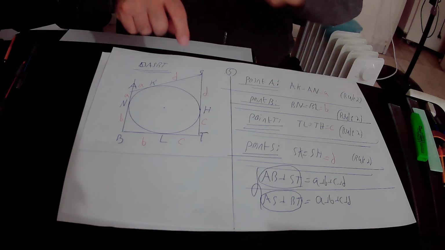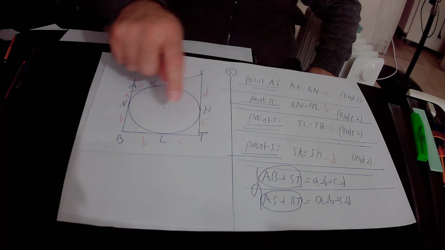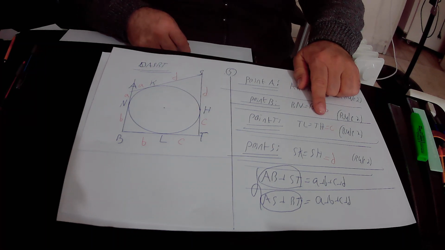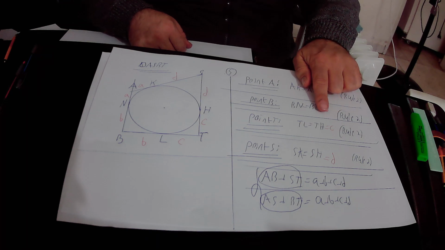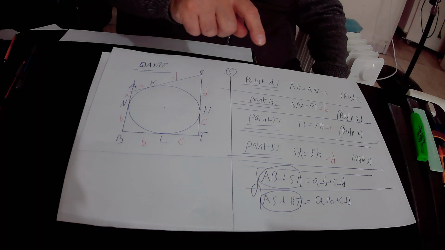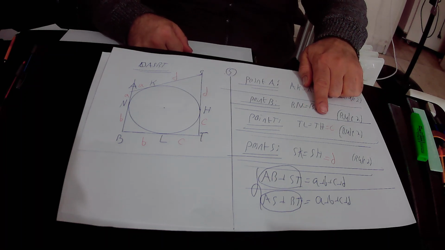Then we focus on the common external point T. From the common external point T, we have two tangents to this circle again, tangent TL and tangent TH. According to rule 2, they are equal to each other. That is to say, TL equals TH according to rule 2. So if we define the length of TH as C, then TL must also equal C because they are equal to each other. So in conclusion, we found out that TL equals TH equals C.